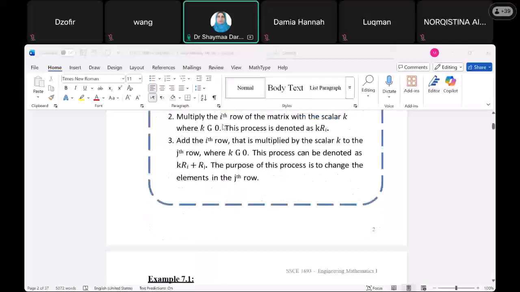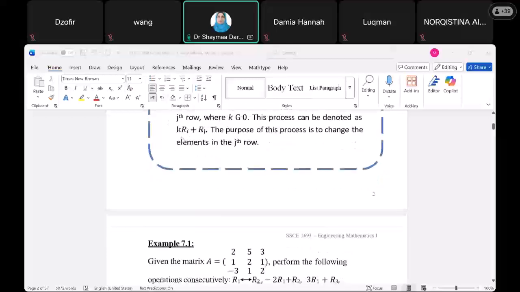Second, you can multiply the ith row of the matrix by a scalar. You can take any row and multiply it by a scalar. Third, doing both: multiply one row by a scalar and add it to another row. If these three operations are conducted on the matrix, the matrix stays equivalent.